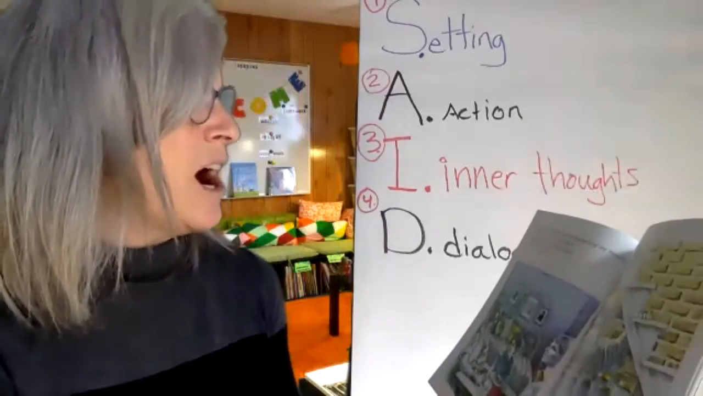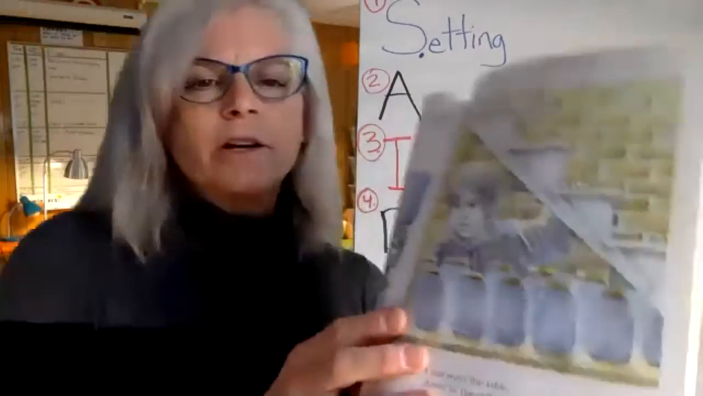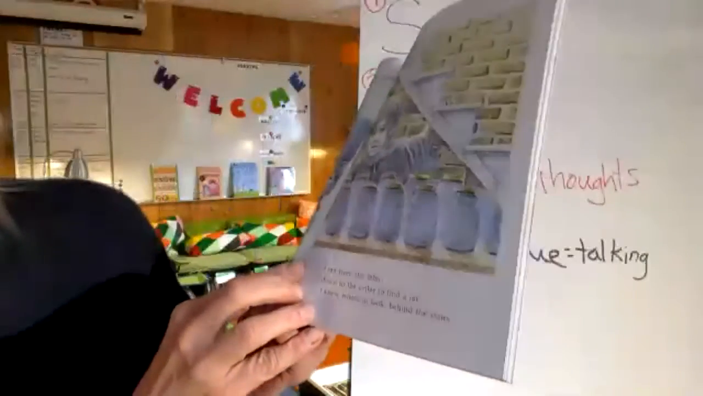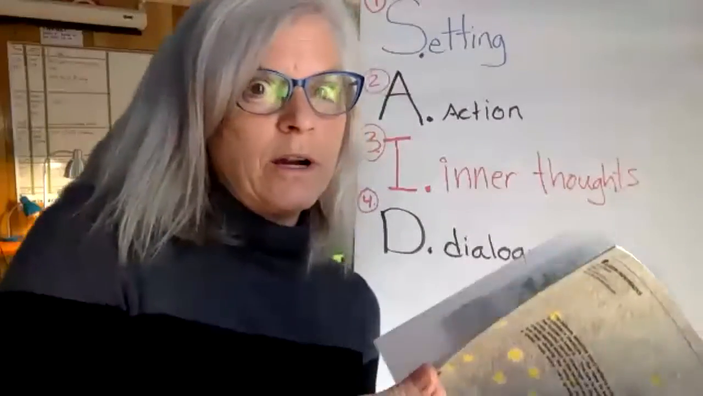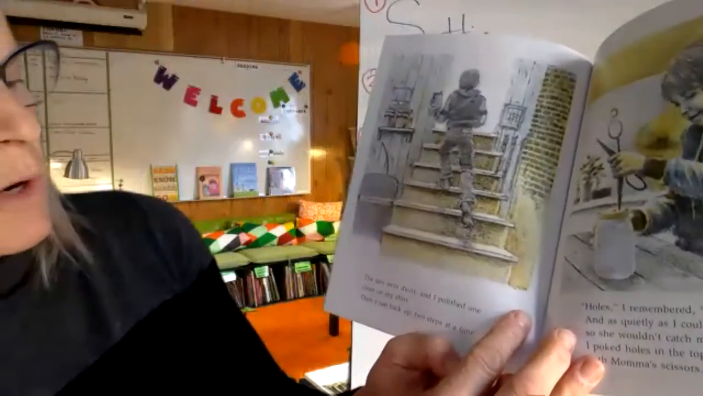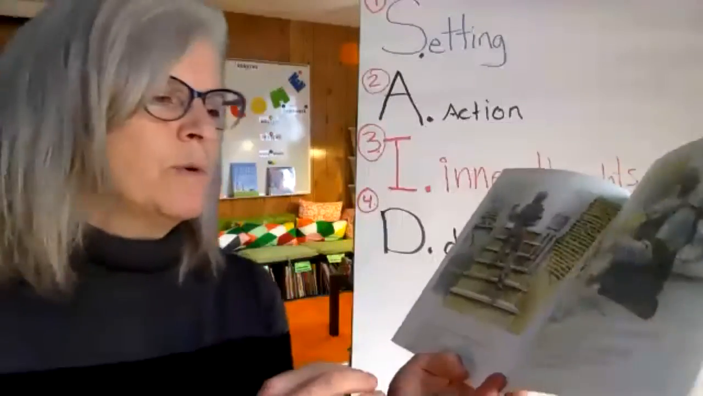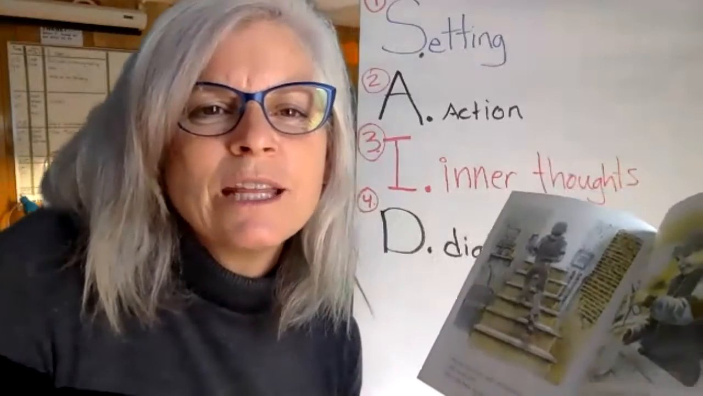"Mama smiled, Daddy nodded. 'Go ahead,' they said. I ran from the table down to the cellar to find a jar. I knew where to look, behind the stairs." Do you think he's ever done this before? "The jars were dusty and I polished one clean on my shirt." Ooh, what's that sentence? I polished the jar clean on my shirt. What do you think that is?